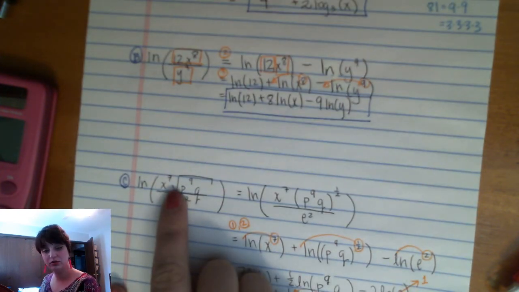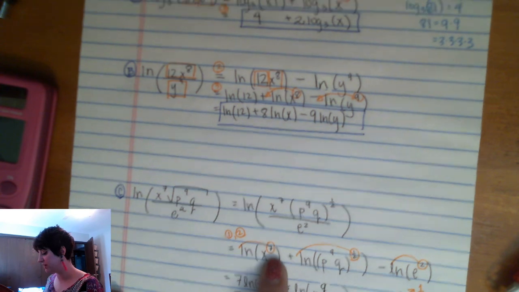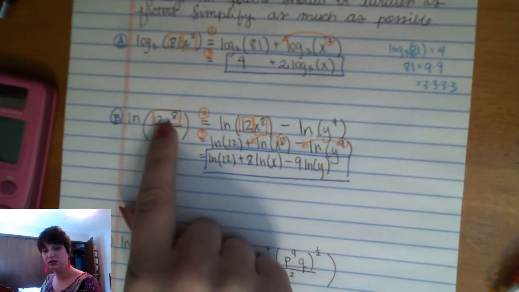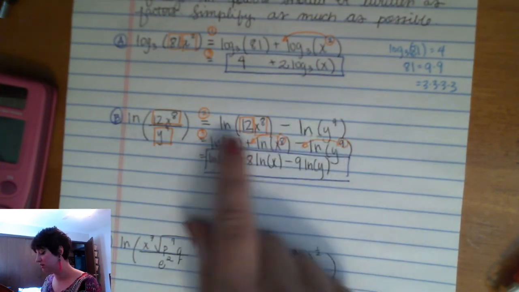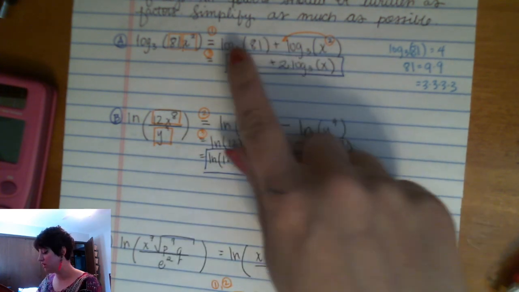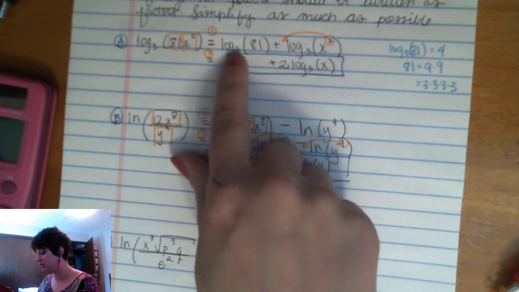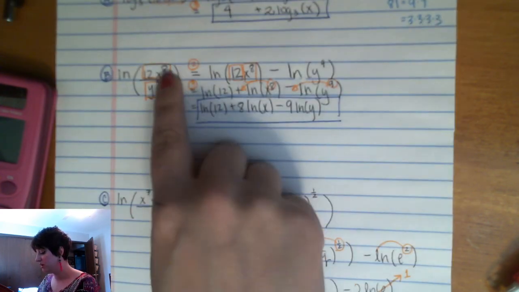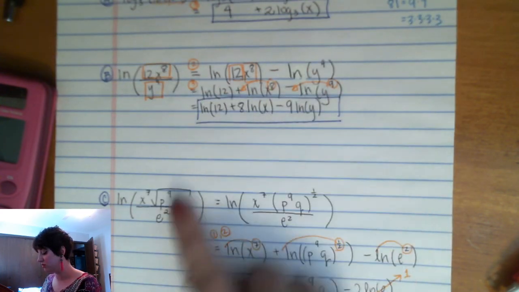Rewrite square roots. Powers come down as factors. If you have a product, it's log first plus log second. If you have a quotient, it's log top minus log bottom. Make sure you keep the right log base. So here it's log base 3, or natural log, natural log all the way down.